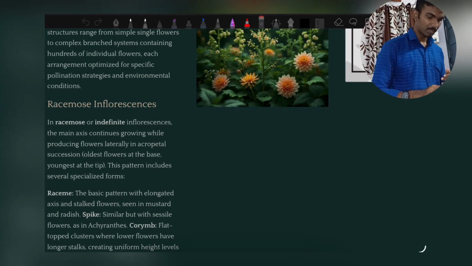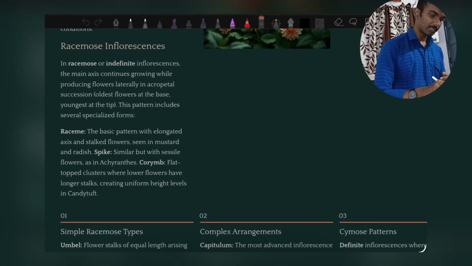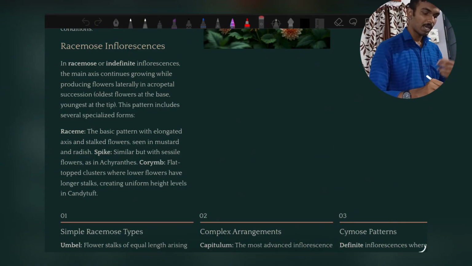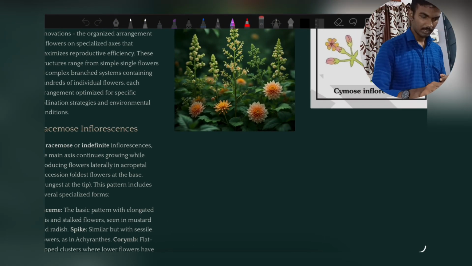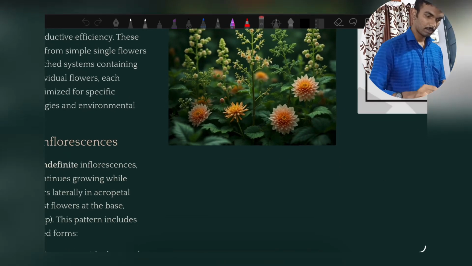Racemose inflorescence. Now, racemose is the indefinite inflorescence. The main axis continues to grow while producing flowers laterally in acropetal succession, with the oldest flower at the base and the youngest flower at the tip. This pattern includes several specialized forms, as you can see here. Oldest grow at the base and youngest grow at the top.